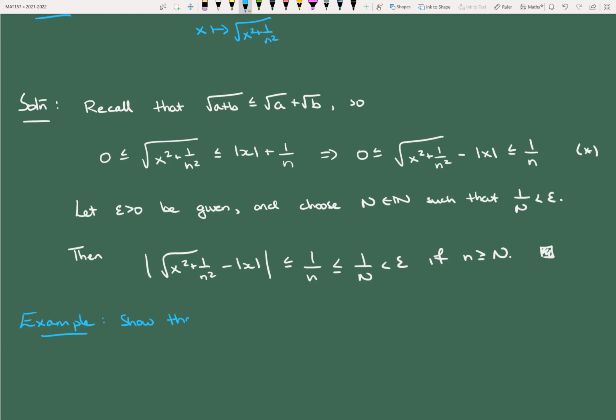So let's show that. And again, let's just take the whole real line. x maps to f_n of x equals sine nx over n, or cosine, it doesn't matter. This converges to the zero function uniformly.